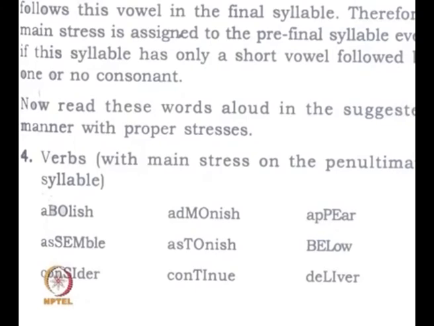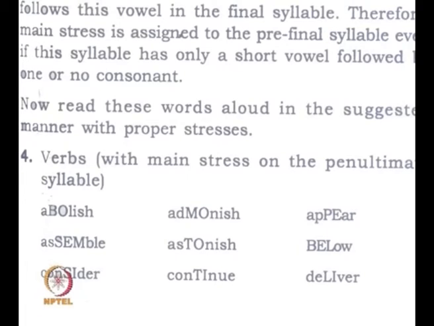Okay, please follow me. Abolish. Admonish. Appear. Assemble. Astonish. Bellow. Actually, there should be another L there. When you shout loud, you are bellowing, or cows or other animals bellow. So this is a misprint. Please, kindly get it right.